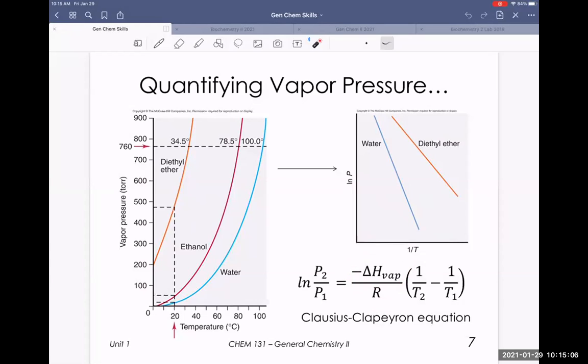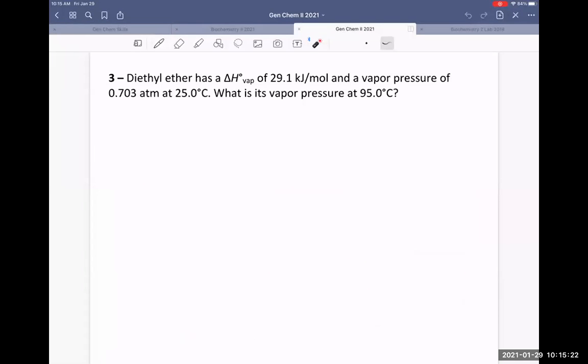But you also can have problems where maybe you want to know what the new pressure is going to be for a gas that you know the delta H of vaporization. So there's always going to be one unknown for this. You just have to read through the problem to figure out what you're going to be solving for. So here is the problem that we're going to work on.